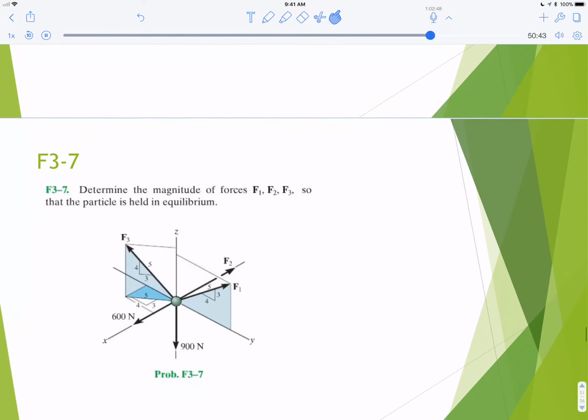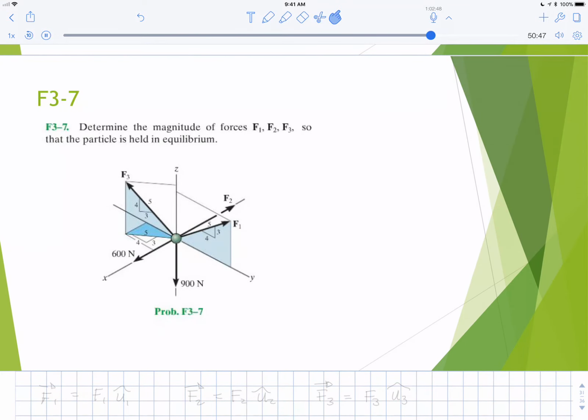In this problem, we need to have the forces add up to 0, and there are three unknowns, F1, F2, and F3, which is perfect because we'll have three equations. X forces adding to 0, Y forces adding to 0, and Z forces adding to 0.